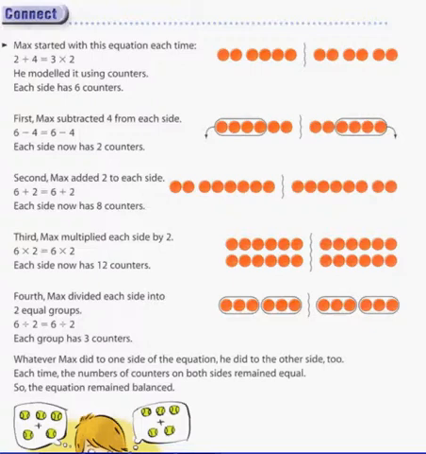Alright, so if we take a look here, we'll just start at the top of the page. Max started with this equation each time: 2 plus 4 is equal to 3 times 2. Alright, and then he modeled it using counters.